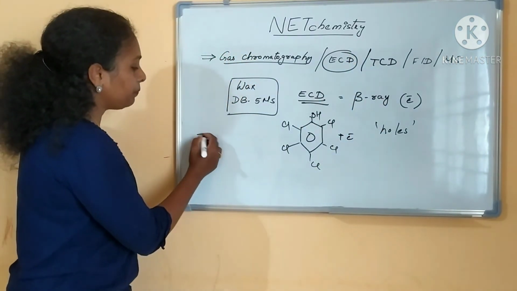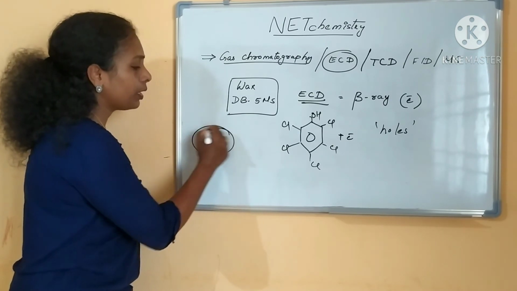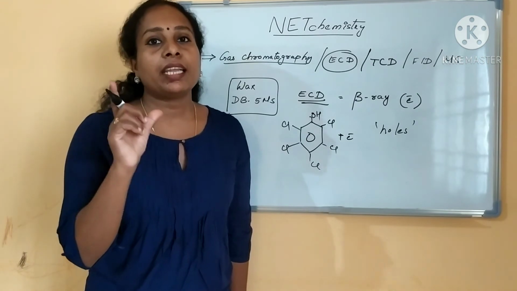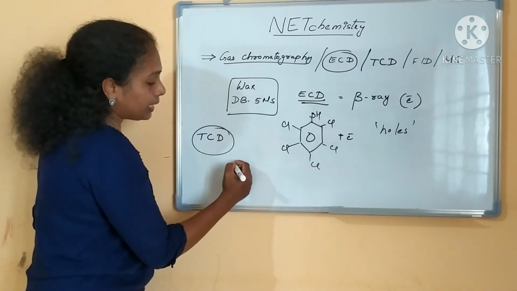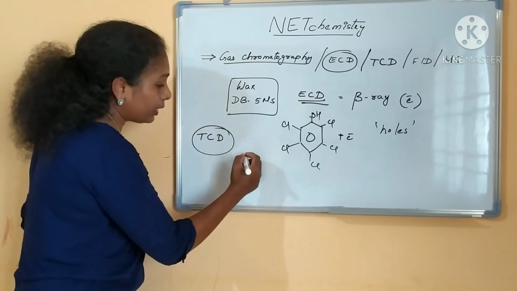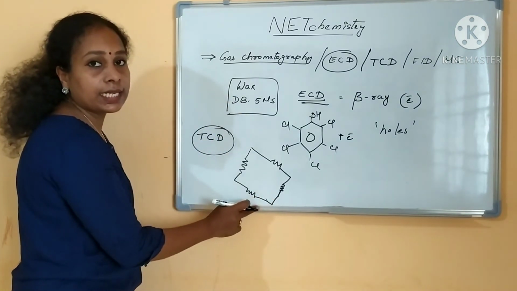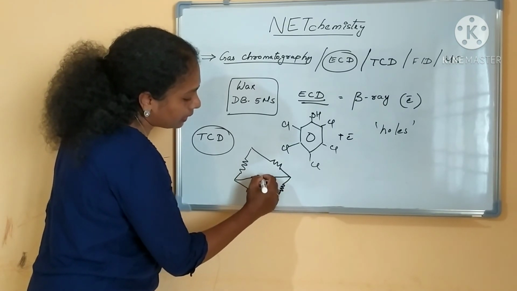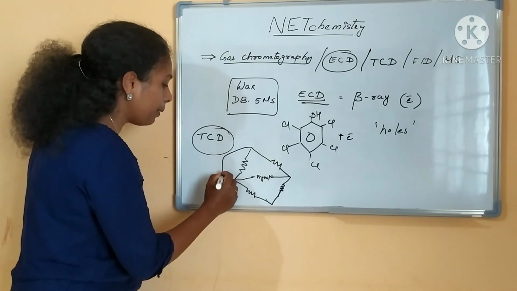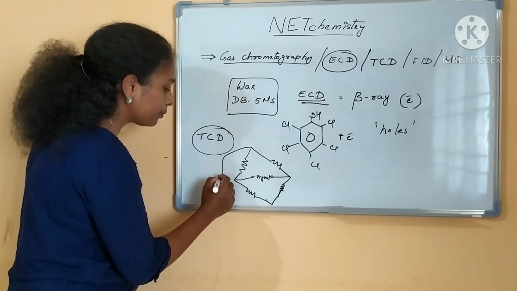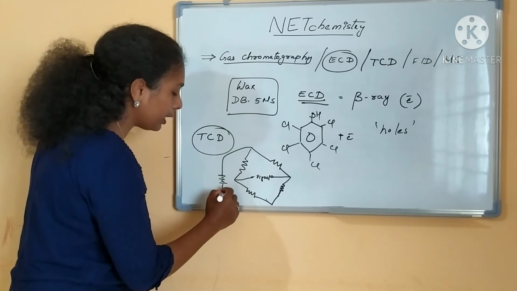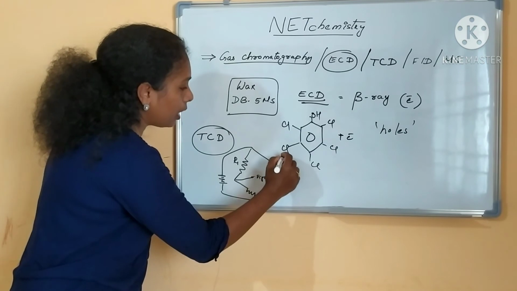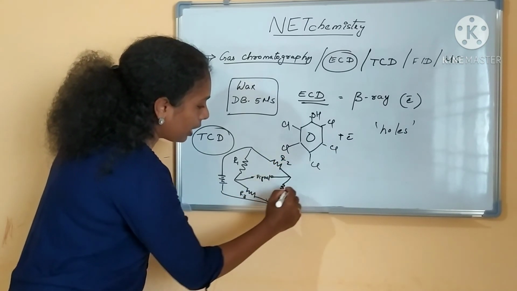What is TCD? TCD is thermal conductivity detector. You are detecting the thermal conductivity of your sample. We have studied this. Four resistances will be connected together, right? Here you will be getting the signal. This will be connected to a current. This is the way this detector will be: four resistances, R1, R2, R3 and R4.